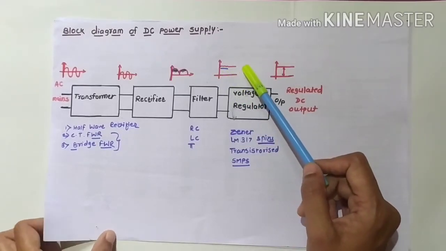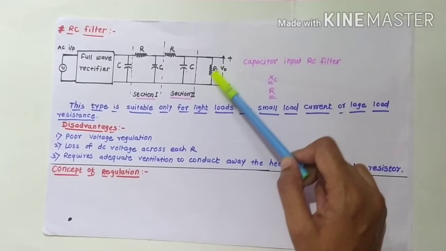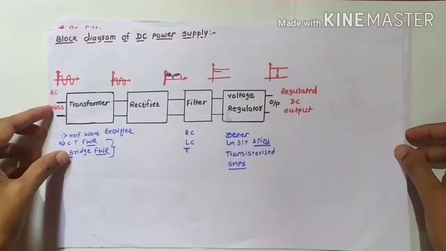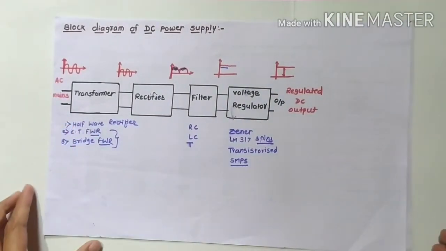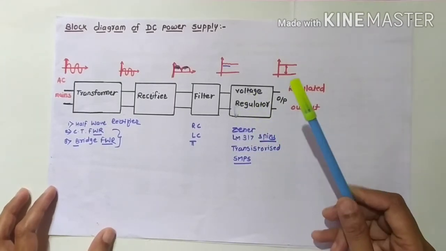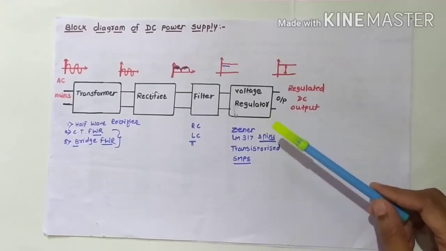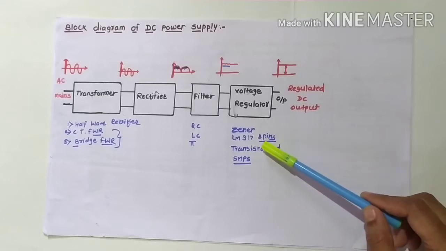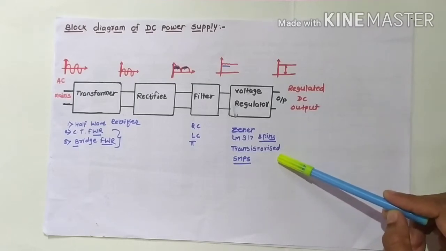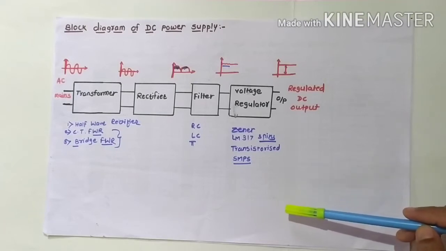There are some ripples present in the output of the filter circuit. As we discussed in the last topic, this is an RC filter circuit, there is a load resistance. Now, today we are going to learn about voltage regulators. Okay students, there are different types of voltage regulators: Zener as a voltage regulator, IC LM317, which is a 3-pin IC voltage regulator, then transistorized voltage regulator, and SMPS, which means switched mode power supply voltage regulators.